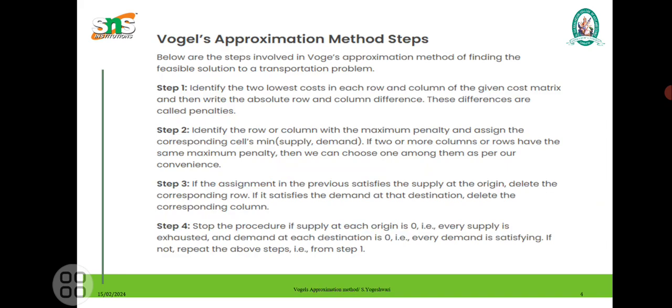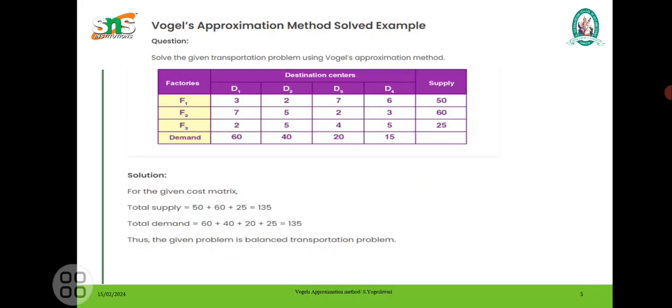Step 4: Stop the procedure if the supply at each origin is 0, that is, every supply is exhausted, and the demand at each destination is 0, that is, every demand is satisfied. If not, repeat the above steps from step 1.